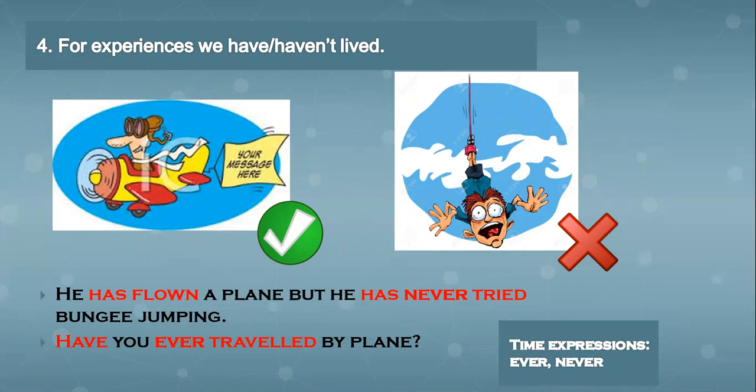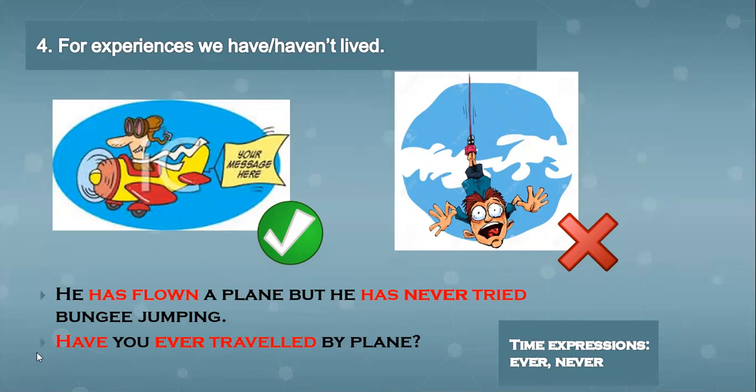And then, if I want to ask you about an experience to know whether you have lived it or not, did you experience it before or not? So I tell you, have you ever traveled by plane? Have you ever been on a plane before? Have you ever tried bungee jumping? Have you ever eaten sushi? And so on. So, other time expressions used with the present perfect are ever and never. And again, we're going to learn them in detail throughout our lesson.